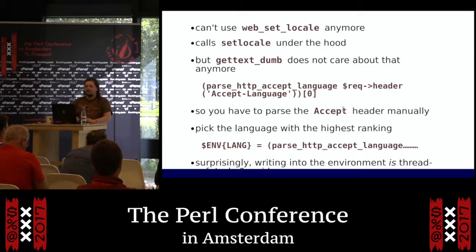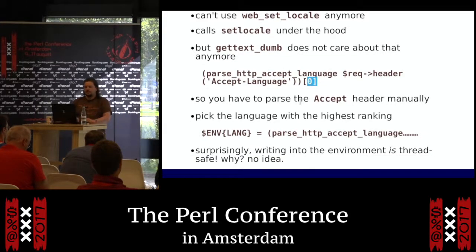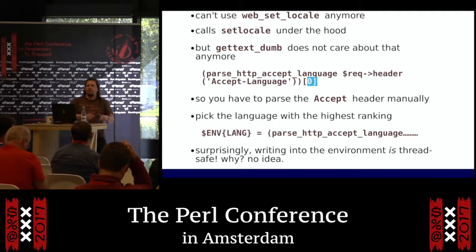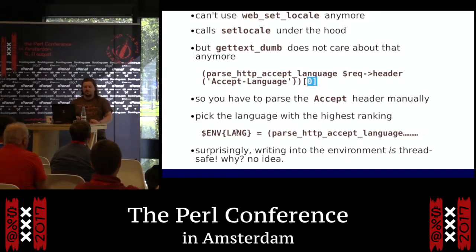We have to parse the accept header manually. This is what this function does, and then pick the language with the highest ranking. This is what the index 0 does, and then assign it to the language variable, because although it says it's a locale unaware implementation, it still looks at the environment variable. Surprisingly, writing into the environment is thread safe. It works. Why? I have no idea. But I'm not probing any further.